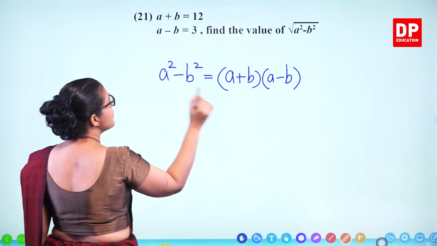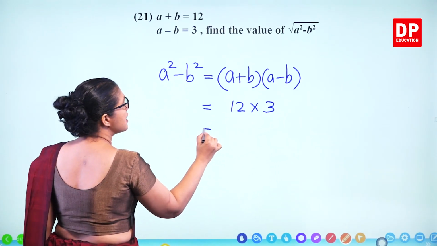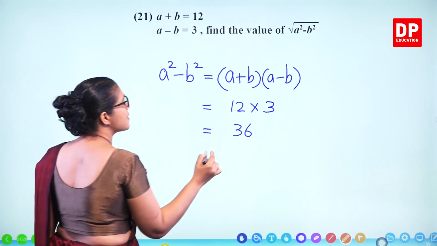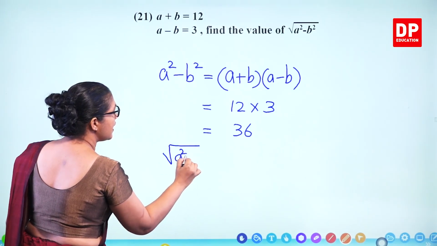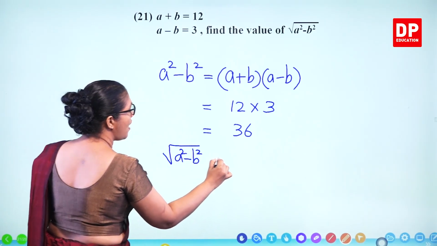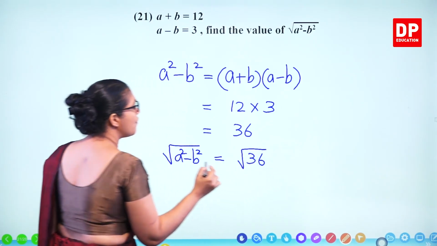We have a plus b is 12, a minus b is 3. 3 times 12 is 36. Now you can find the square root of that, a squared minus b squared, the square root of 36.